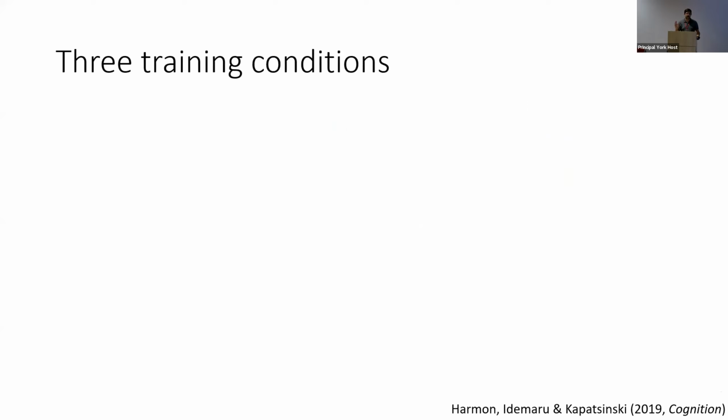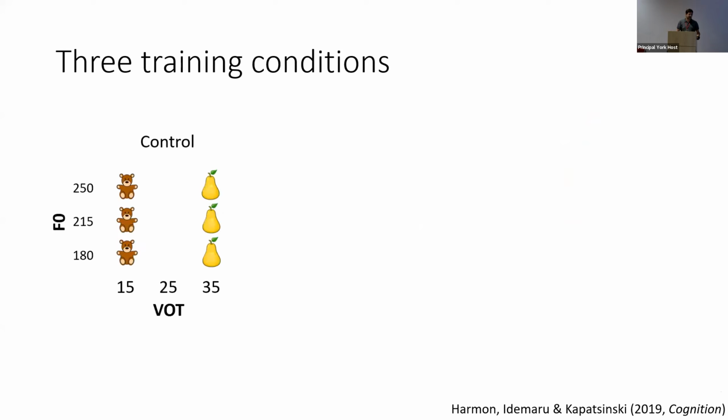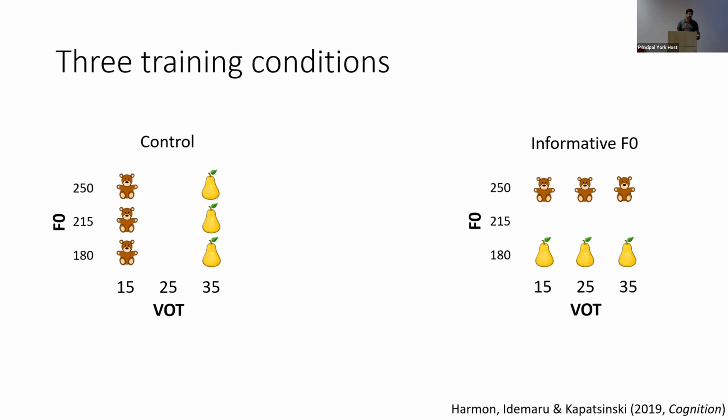There were 3 training conditions in the 2019 paper. There was a control condition that's basically like English. 35 is always pair, according to feedback. 15 is always bear, regardless of F0. There was an informative F0 condition where F0 was perfectly predictive of the feedback and VOT was uninformative. So you got 50% bear and pair for every value of VOT, but it was predictable from F0 of the stimulus. And here, Rescorla-Wagner predicts that you should upweight F0 and downweight VOT.